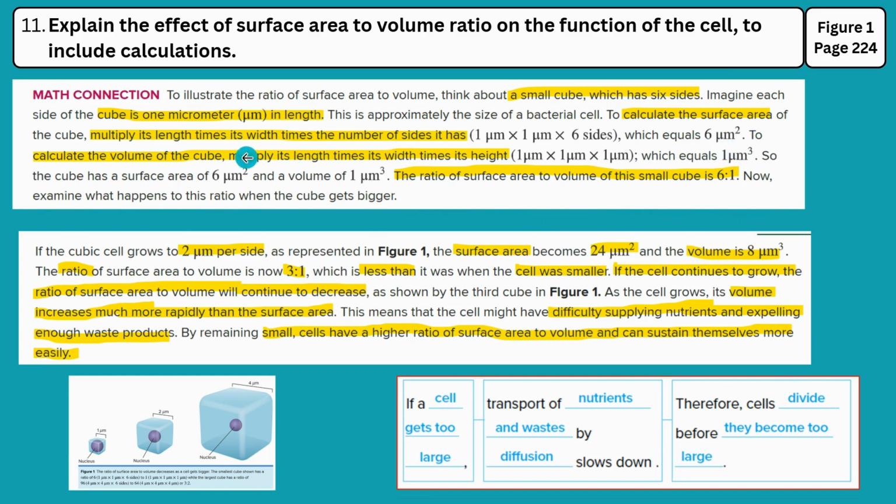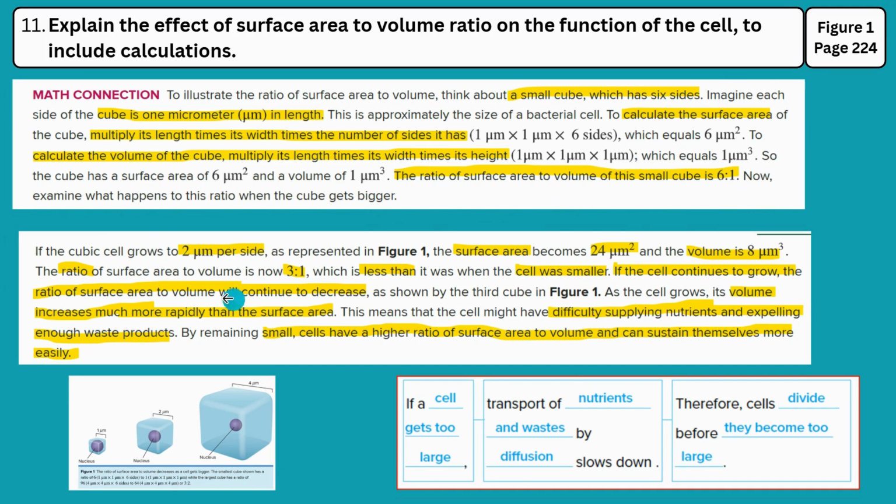Now, what is the volume? Volume means a cubed. That means you cube the side. In this case, the value of the side is 1 micrometer. So 1 times 1 times 1 will be 1 micrometer cube. So you should know how to calculate both these things.